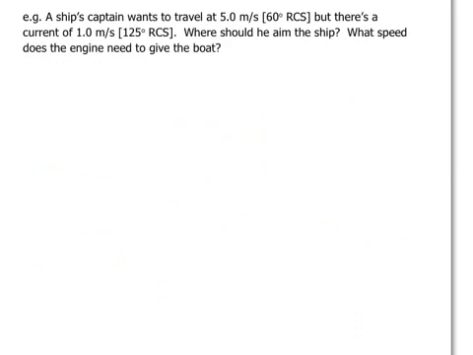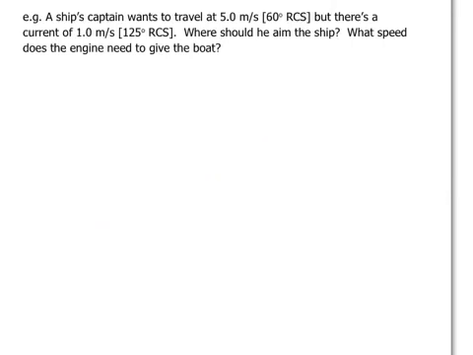Let's look at another relative motion example where there's a current or a wind involved. Here, a ship's captain wants to travel at 5 meters per second at 60 degrees RCS, but there's a current of 1.0 meters per second at 125 degrees RCS. Where should he aim the ship, and what speed does the engine need to give to the ship?